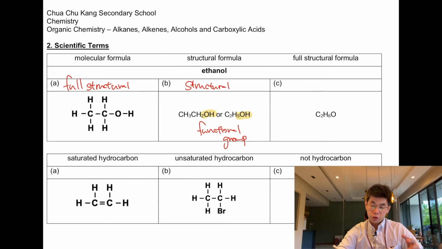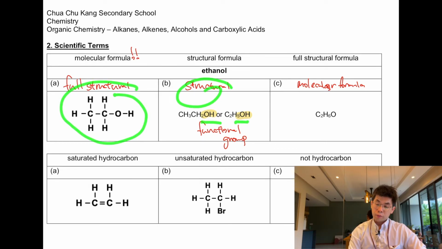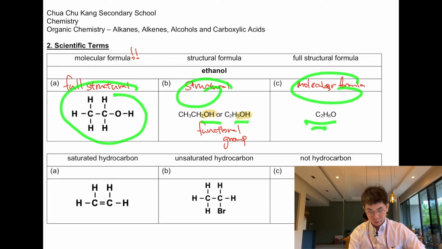The last one, which you must remember, let's put exclamation marks here, is molecular formula. Molecular formula, you can say, is one of the less useful formulas because it only tells you how many atoms and number are there inside the molecule. So, full structural, most useful. Structural, useful still. Right? Molecular formula, not so useful.